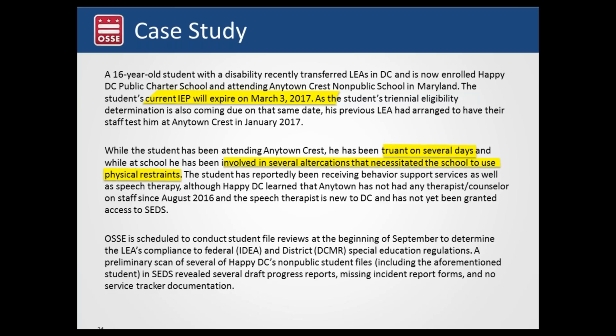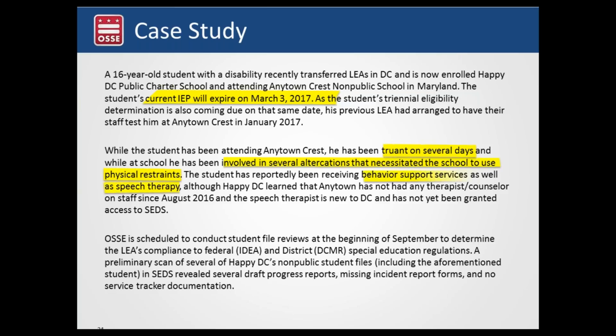So in a memorandum of understanding, it might be useful to have the non-public report out to you how many times this student has been restrained in a month. And if that number is 0, then you would know that the student has definitely not been restrained. It's just that you have not been notified of that fact.